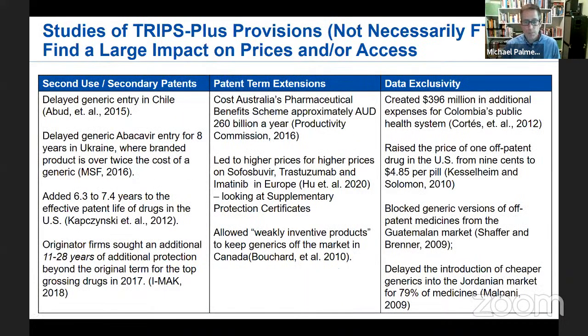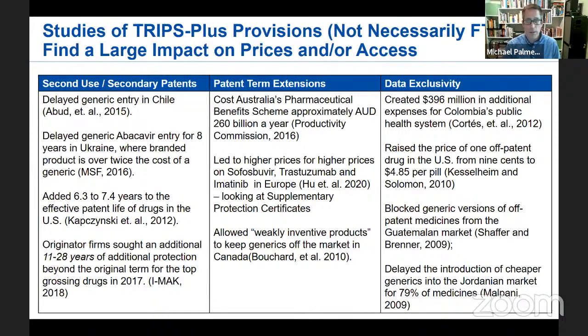Studies that look at TRIPS plus legal provisions rather than TRIPS plus FTAs often find sizable impacts. Second use patents, which are often requirements to grant patents on new uses of already patented material, have been found to delay generic entry in Chile. They blocked generic abacavir in the Ukraine. They've added around 7 years to the effective patent life of certain drugs in the US. Patent extensions beyond 20 years required by TRIPS have cost Australia's pharmaceutical benefits scheme approximately 260 million Australian dollars.